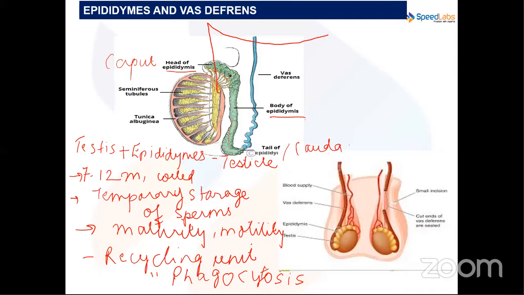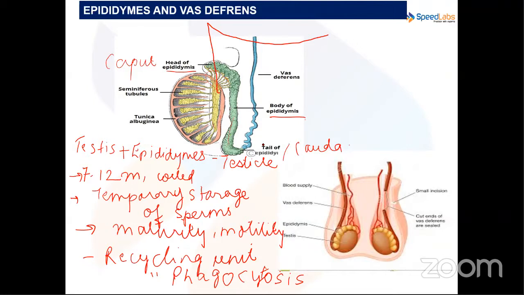So when we do the process of fertilization, I'm going to tell you what the hindrances are, how much effort the sperm makes to travel such a long distance through the female reproductive tract, and what barriers it has to overcome. Understanding. So this is about the epididymis.